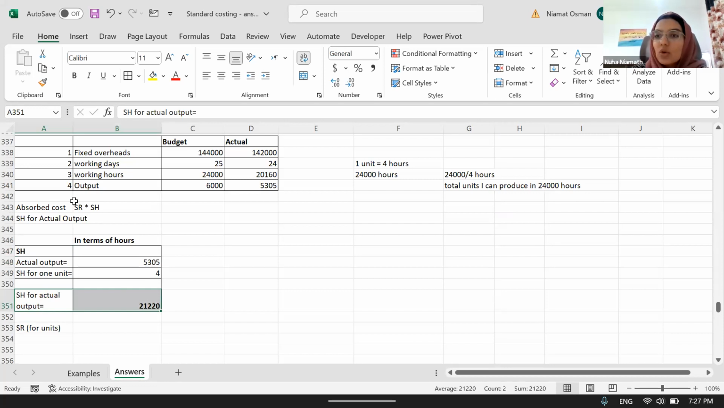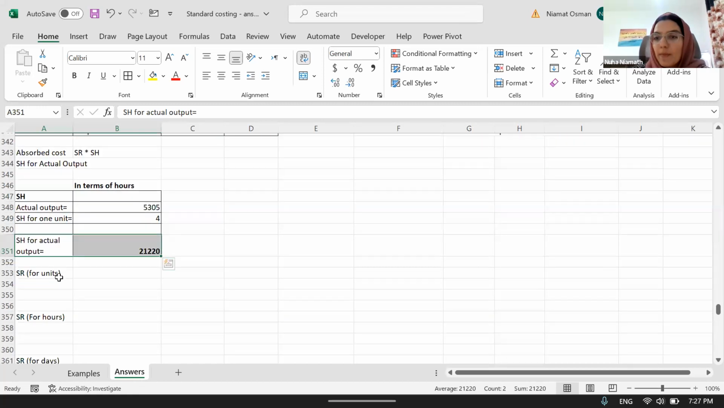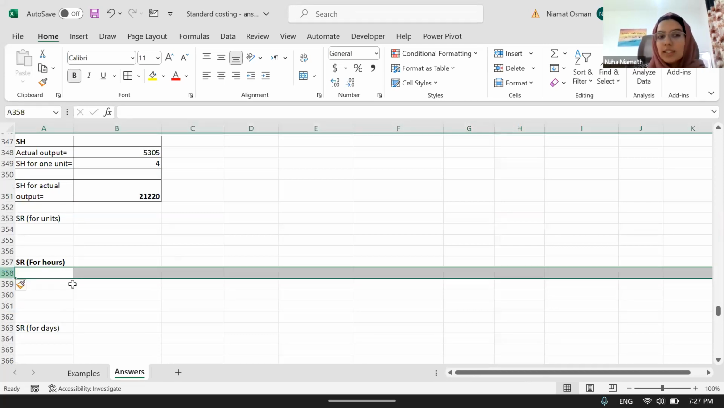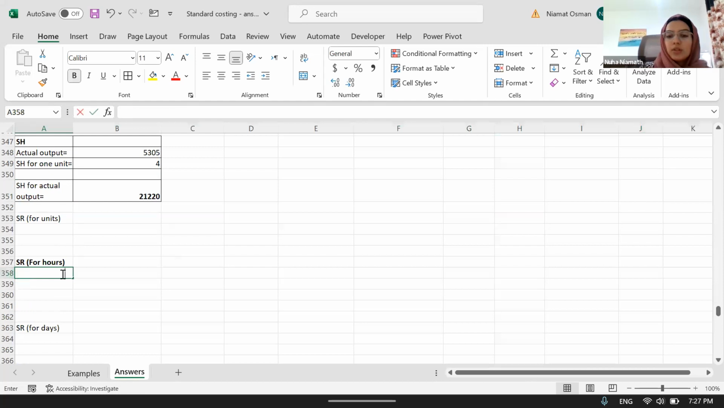Will we calculate SR on the basis of units or SR for the hours? Standard rate per hour or standard rate per unit? We are calculating standard hours, correct. So it will be on the basis of hours. So let's go and calculate our standard rate per hour. What is standard rate? Can somebody remember the formula? How do we calculate standard rate for hours? Tell me in the chat box.